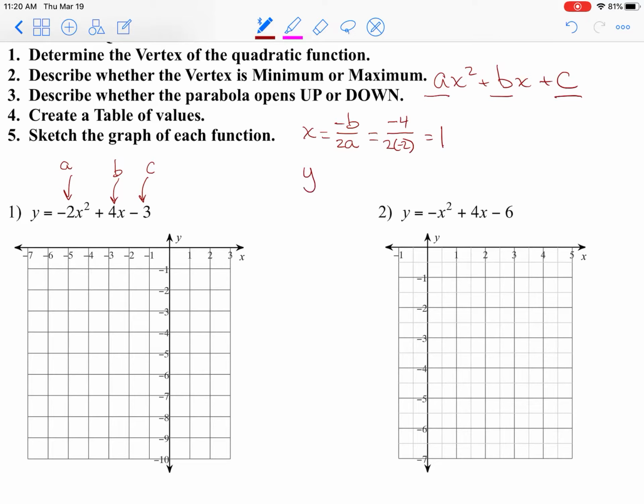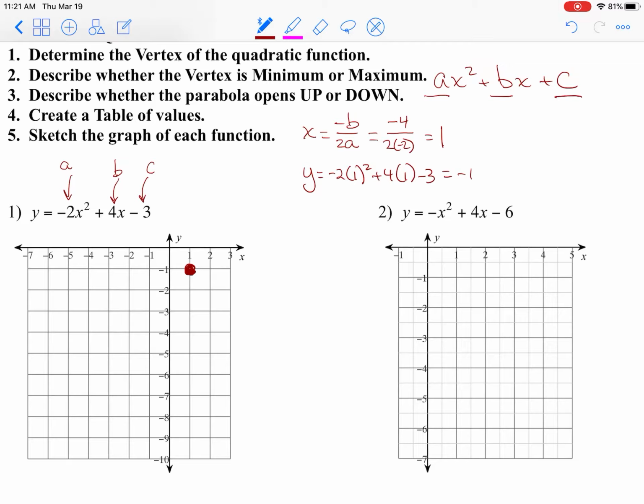And then if we substitute back into our original equation, we have -2 times 1 squared plus 4 times 1 subtract 3. And that's going to give me, what? -2 plus 4 is 2, take away 3, -1. So at 1 comma -1, so right about there, that's our vertex.